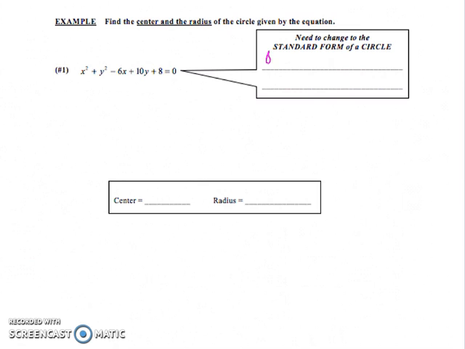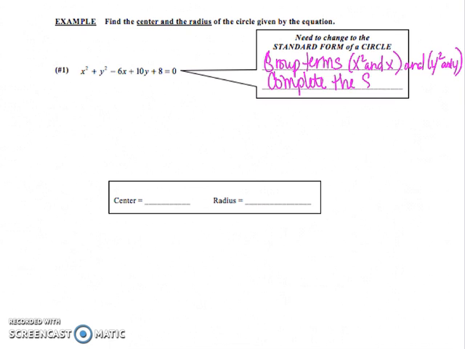So first what we're going to do is group our terms together. You're going to get your x squared and your x, and your y squared and your y. We're going to group those together, and then we are going to complete the square for both terms. And this is something that we spent a lot of time working on in Algebra 2. So hopefully it will ring a bell when we do it.